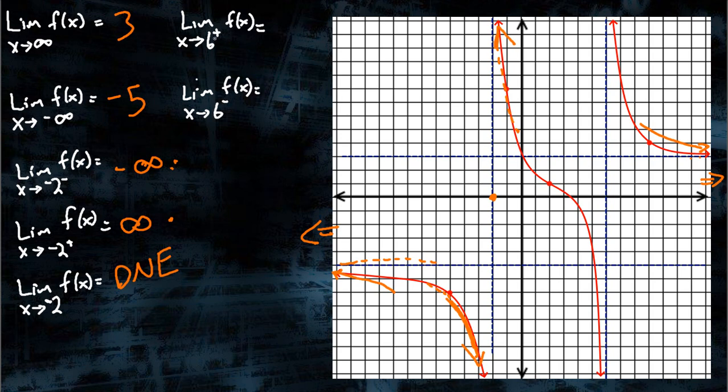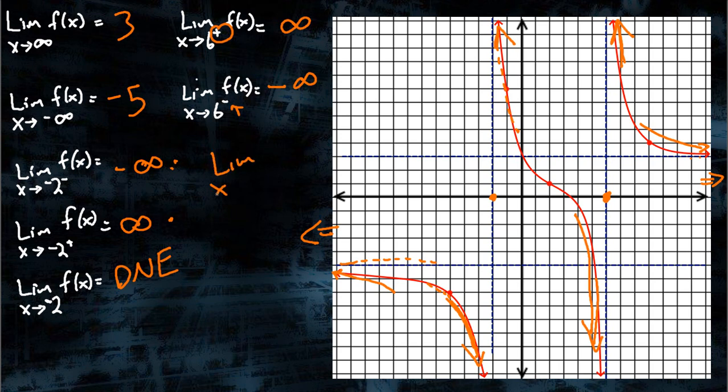How about the limit as x approaches 6 from the positive side? Well, 6 is right here, and if we approach it from the positive side, that would be the right. Notice our graph is going infinitely up, so infinity. And if we approach 6 from the negative side, that's what that little minus comes from, then we're going infinitely down, so negative infinity.